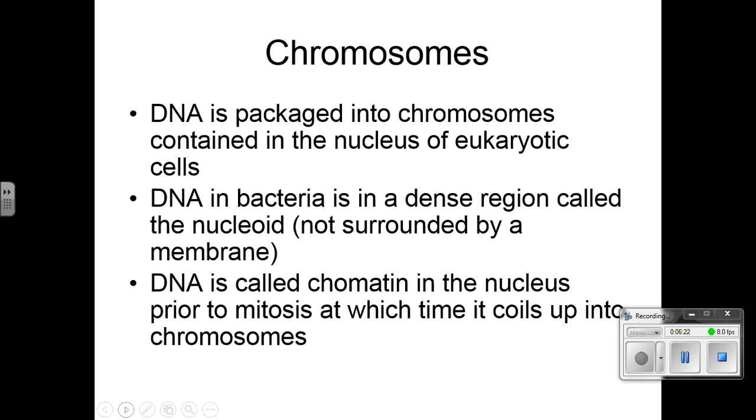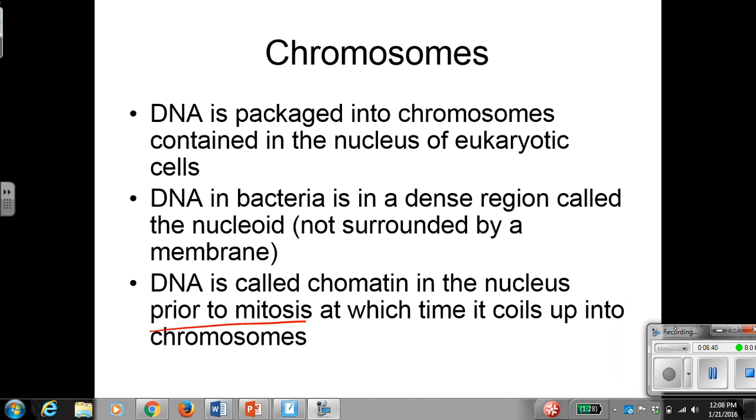DNA is packaged into chromosomes contained in the nucleus of the eukaryotic cell. DNA in bacteria is in a dense region called a nucleoid. It's not surrounded by a membrane. It's just an area inside the cytoplasm. DNA is called chromatin in the nucleus prior to mitosis, at which time it coils up into the chromosome. So we don't actually see chromosomes. They're not visible until a cell is about to divide.